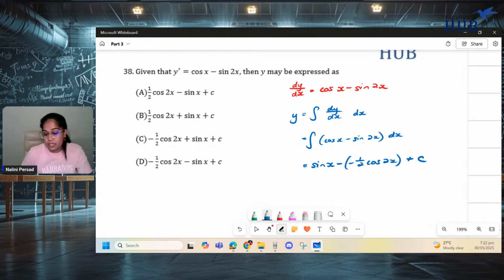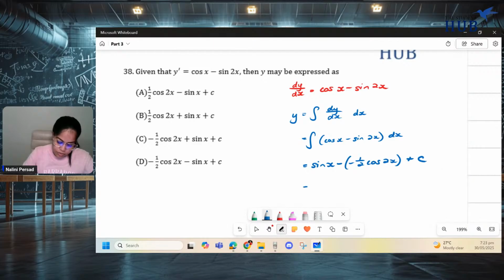Do not forget your plus c, your arbitrary constant. Right? However you remembered, make sure that you switch your mind now to integration. When I integrate cos, I get positive sine. When I integrate sine, I get negative cos. It's negative 1 over a. So negative a half cos 2x.